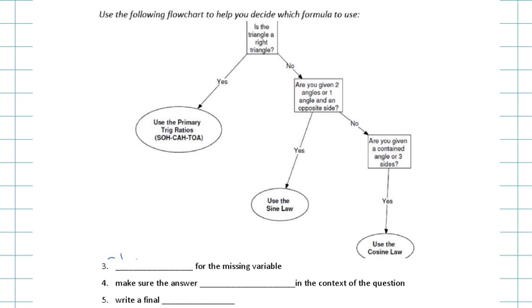So please look at your triangle and see if it's a right angle triangle, then this is when you're gonna go to SOHCAHTOA and Pythagorean theorem. And don't use sine law and cosine law with a right angle triangle, because then you're making it harder for yourself. Okay?